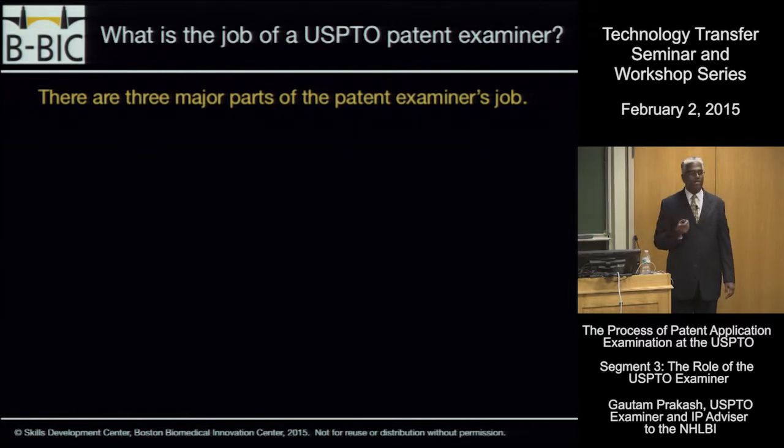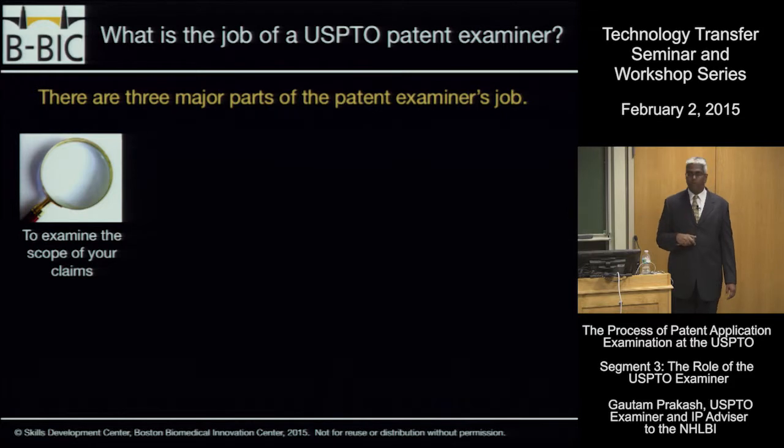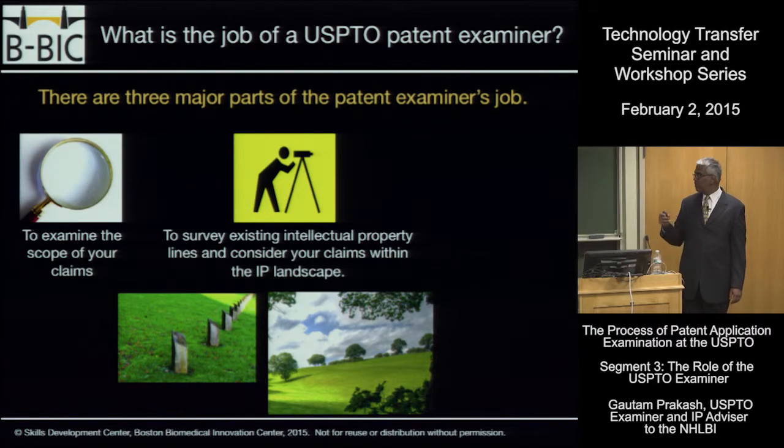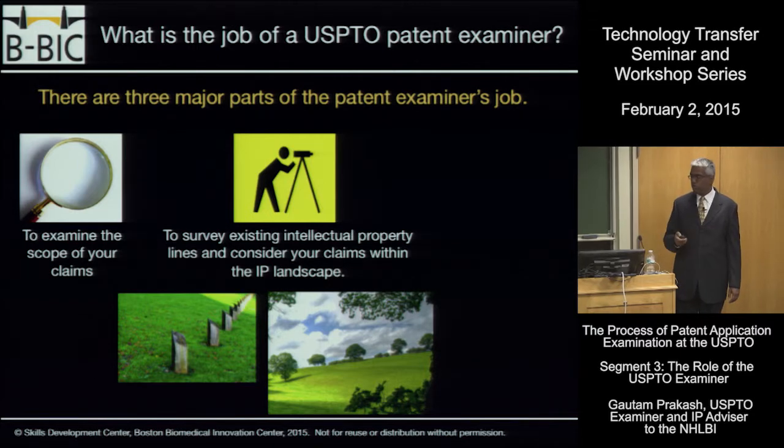So really there are three aspects of what a patent examiner does. The first thing is, I look at the claims. The claims and the scope define your invention. Then I'm going to look at what else is out there, what the other prior art is, and examine you and look at your claims in relation to those.